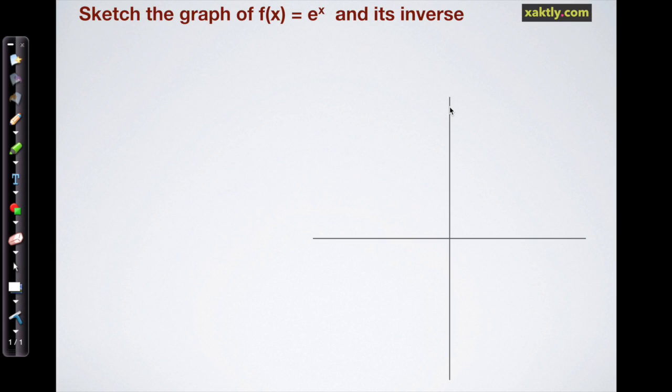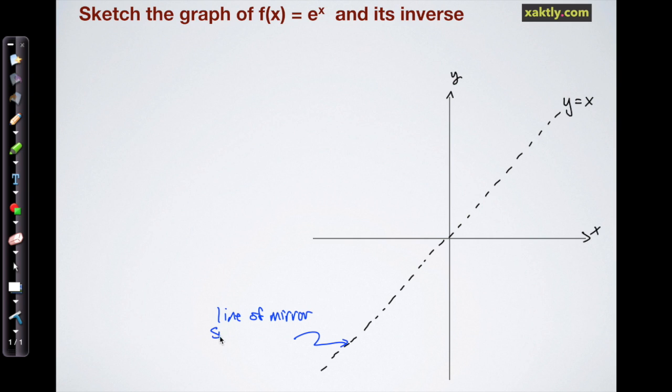In this example, I want to graph the simple exponential function f of x equals e to the x and its inverse. So before I get started on these kinds of problems, I'd like to draw my axes and trace in the line y equals x, which is the line of mirror symmetry for a function and its inverse, and that's going to help us graph these functions.